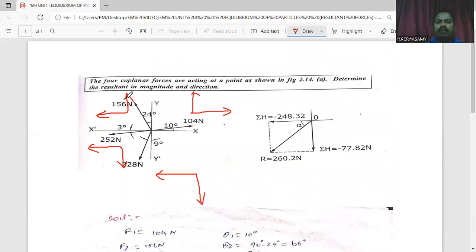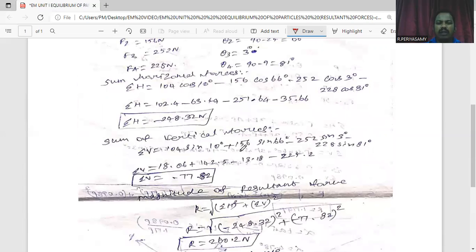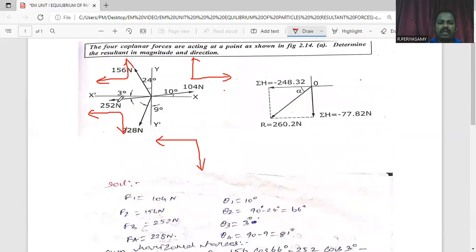It's a vertical force also in the upward direction. So the vertical force is 156 sin theta, where theta is 66 degrees. So we substitute 156 sin 66 degrees. Next, we are considering the third force.